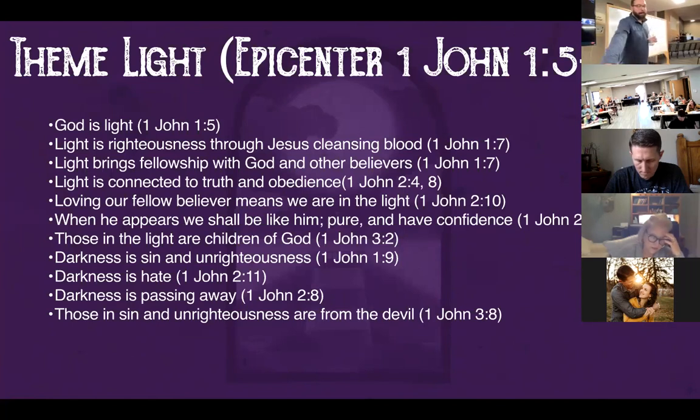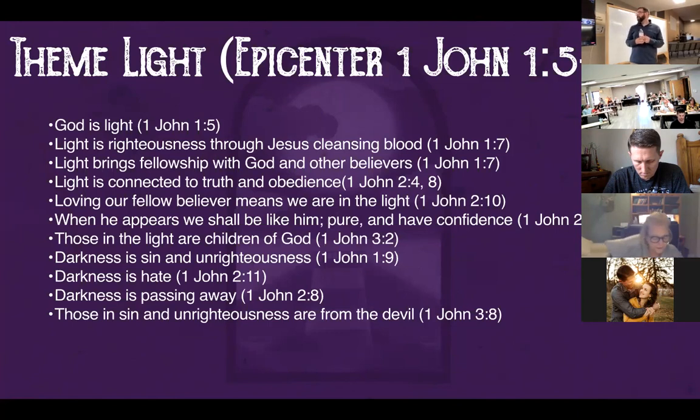And this is the theme of light. The epicenter is 1 John 1:5 through 2:6, where the heaviest part of that idea is getting pressed into us. And we see a couple of verses from there that God is light. And then we see all these connected words, where light is righteousness through Jesus' cleansing blood. Light brings fellowship with God and other believers, where light is connected to truth and obedience. Where loving our fellow believer means that we are in the light, 1 John 2:10. When he appears, we shall be like him, pure and have confidence.